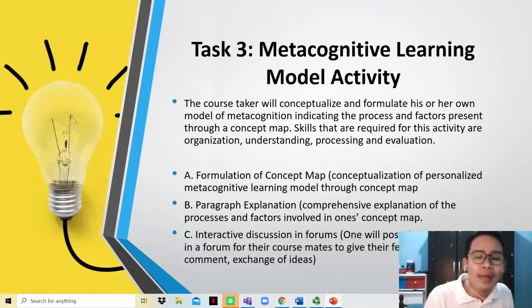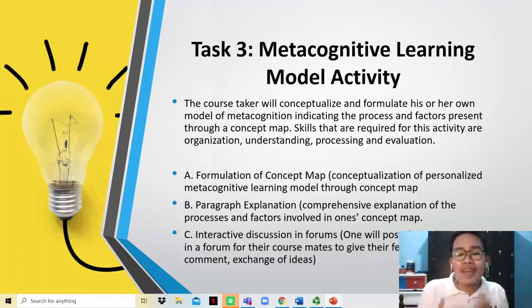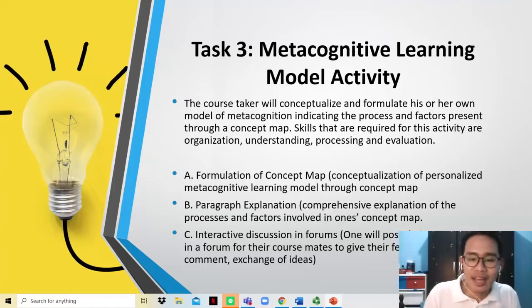Task B will be the paragraph explanation. One should also provide a comprehensive explanation of the processes and factors involved in the concept map. One should explain thoroughly and elaborately what the concept map is all about. Task C will be interactive discussions in forums. One will post their concept map in a forum, together with a paragraph explanation, for their course mates to give their feedback and comments. There should be an exchange of ideas in Task C. It should be interactive.